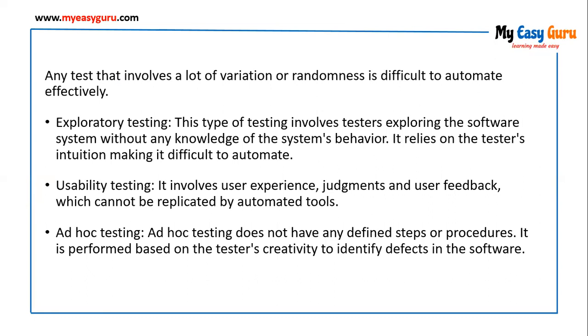So let's understand. Exploratory testing involves testers exploring the software system without any knowledge of the system's behavior. It relies on the tester's intuition, making it difficult to automate. Usability testing requires users' experience, users' judgment, and feedback, and this cannot be replicated by any automated tools. Ad hoc testing does not have any defined steps or procedures, so it is performed based on the tester's creativity to identify defects in the software. So exploratory testing, usability testing, and ad hoc testing involve a lot of variation or randomness, and because of this, we cannot automate these tests effectively. Now let's move forward to our next question.